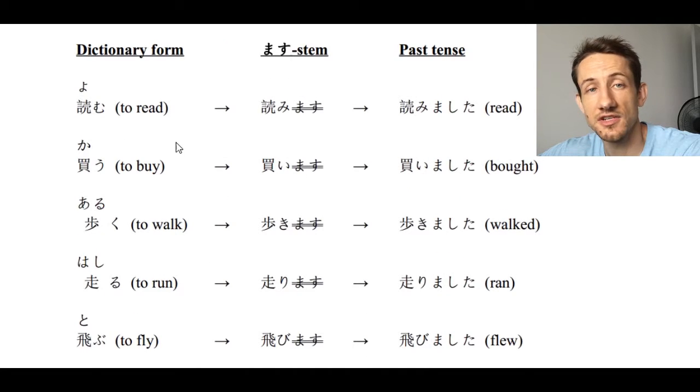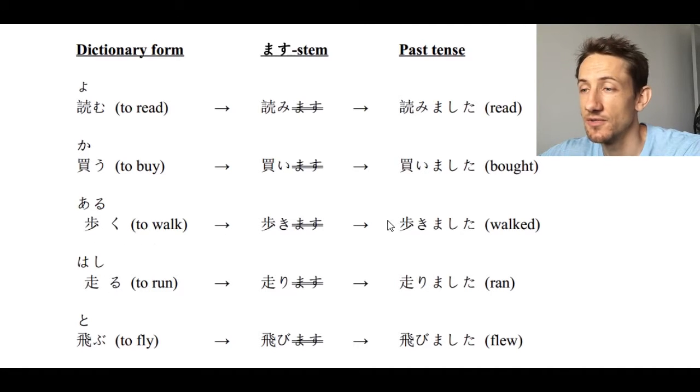Okay, on the left we have the dictionary form, and on the right the past tense form. So we have yomu. We get the mas stem, which is yomi, and we add mashita, so we end up with yomimashita, read. And another example, we have kau, so the mas form is kaimasu, the mas stem is kai, we add mashita, and we get kaimashita, bought. And that's all there is to it.